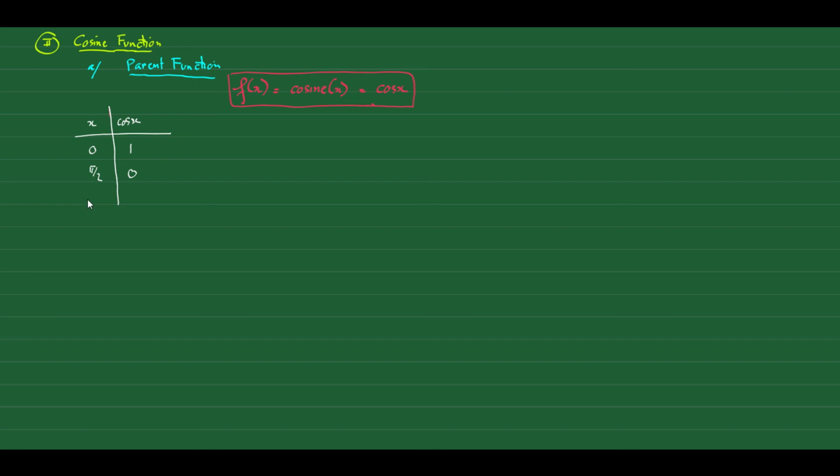How about when x equals pi? Cosine of pi will be -1, right? How about 3 pi over 2? Cosine of 3 pi over 2 will be 0, and at 2 pi it is 1. Based on this table, I can go ahead and do a quick sketch right here.